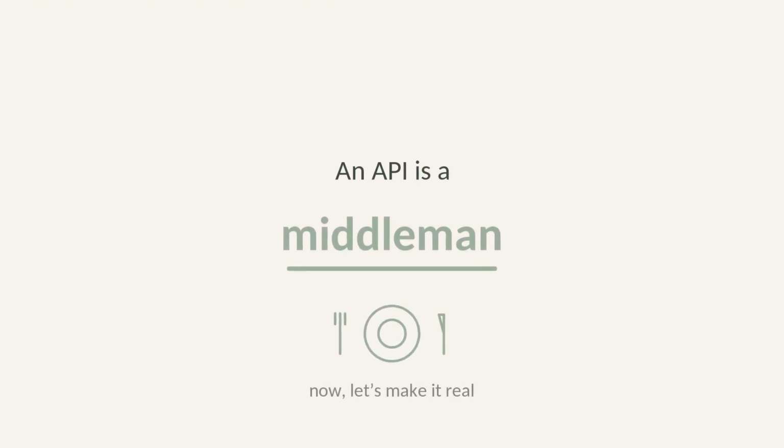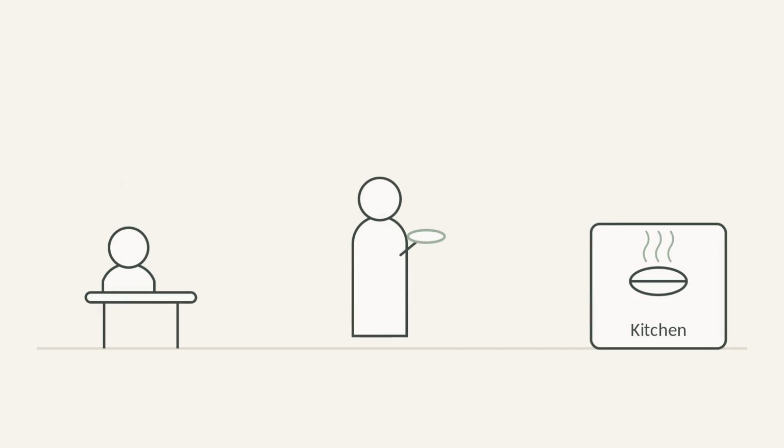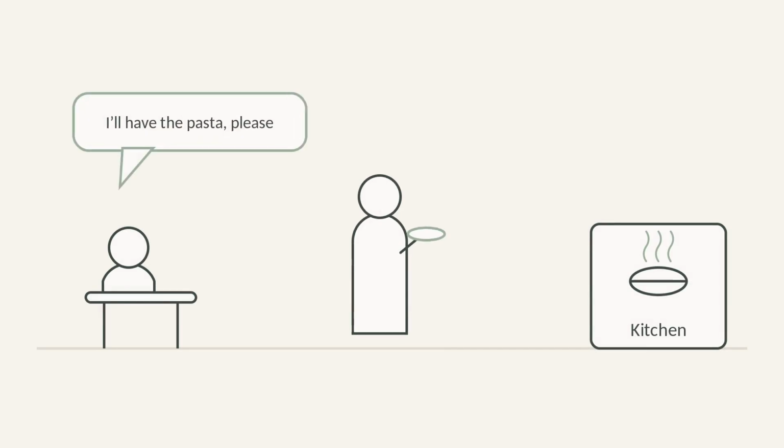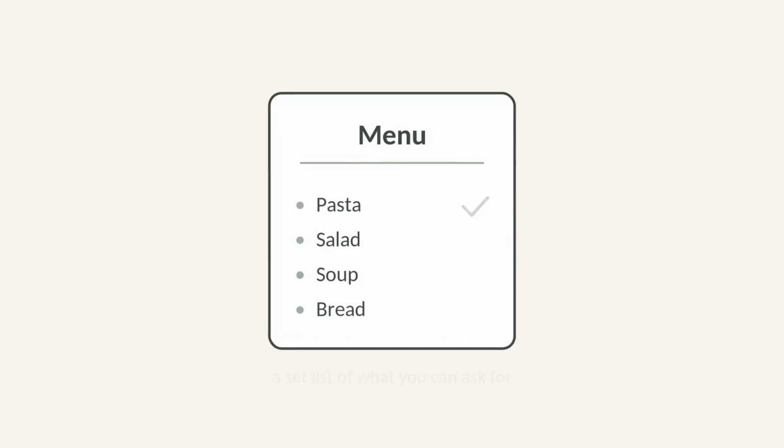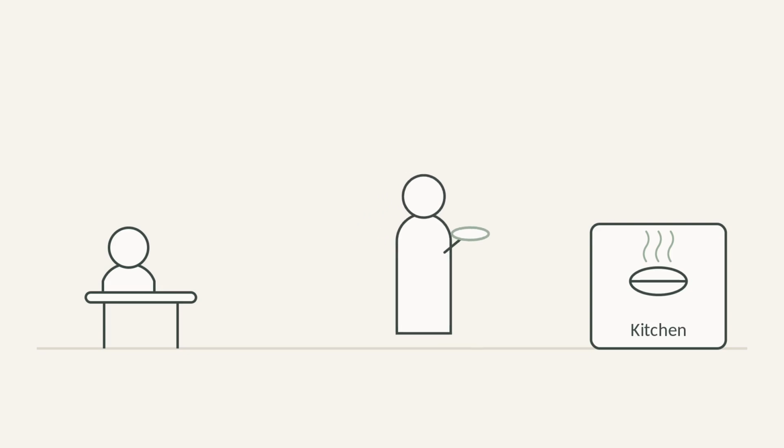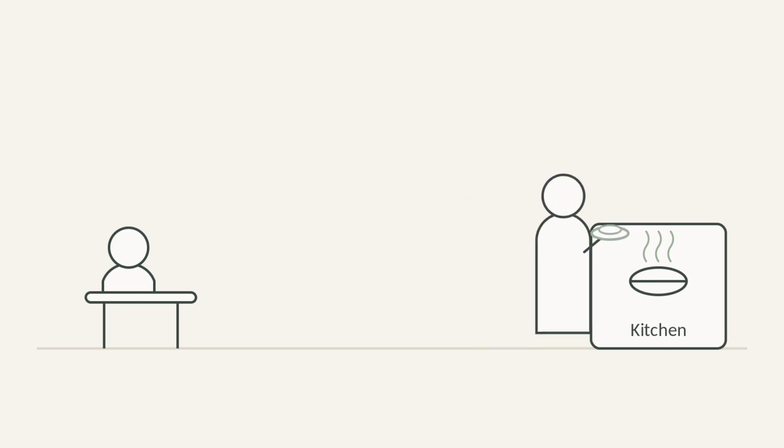I want to make it real with the restaurant analogy. You sit down at a restaurant. You're hungry. But you don't walk into the kitchen and start cooking. You don't even talk to the chef directly. Instead, you choose from the menu and tell the waiter. The waiter takes your order to the kitchen. The kitchen makes your food. The waiter brings it back to your table.